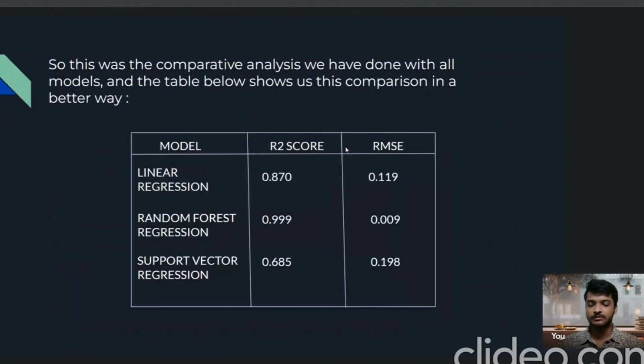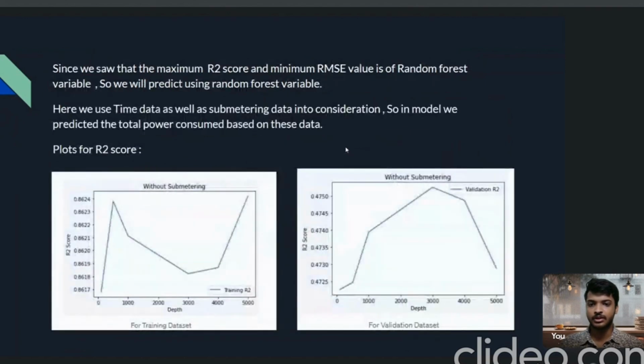In our project, we did the prediction through three regression models that are linear regression, random forest regression and support vector regression. So this was the comparative analysis we have done with all the models, and the table below shows us this comparison in a better way. Since we saw that the maximum R square and the minimum RMSE value are for random forest regression, we will predict using a random forest regression model.